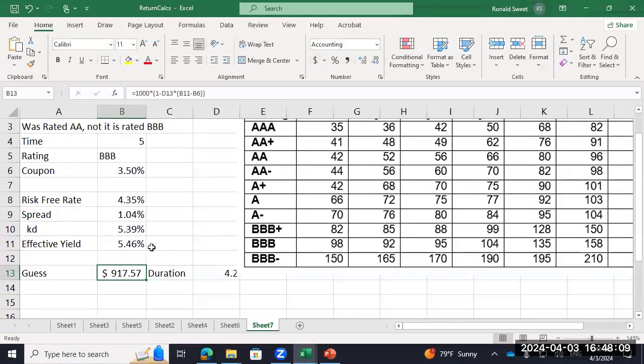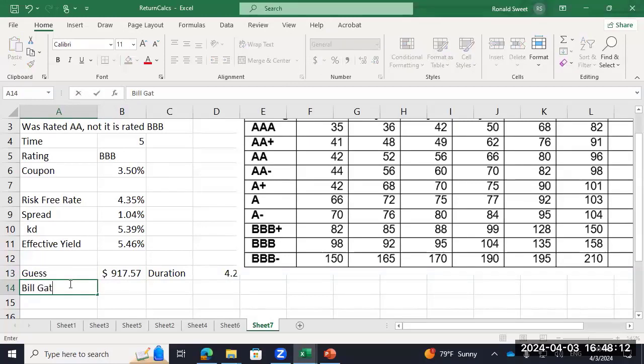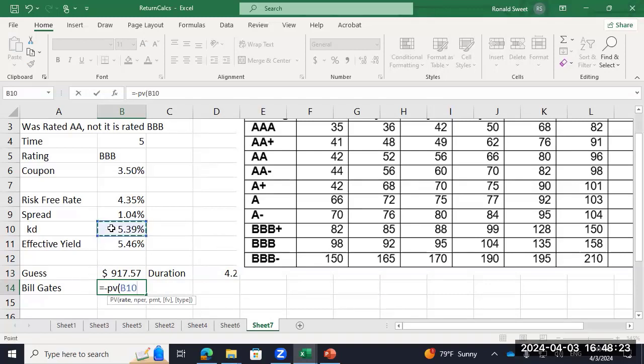Who knows how close I got, but we'll do the calculator. PV equals minus PV. So the rate is, well, we'll just reference it, 5.39 divided by 2. What's my number of periods? 10. What's my payment? 3.5% times 1,000, divided by 2. And my future value, $1,000. All right, this will be embarrassing.